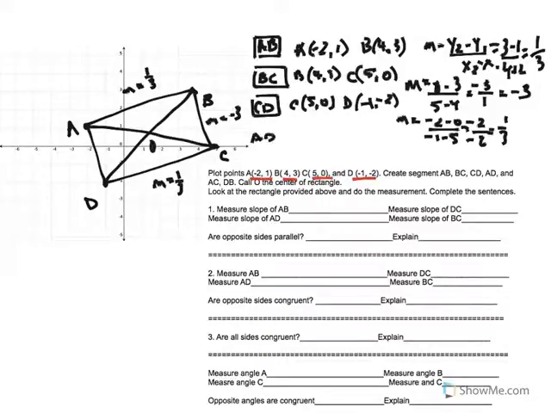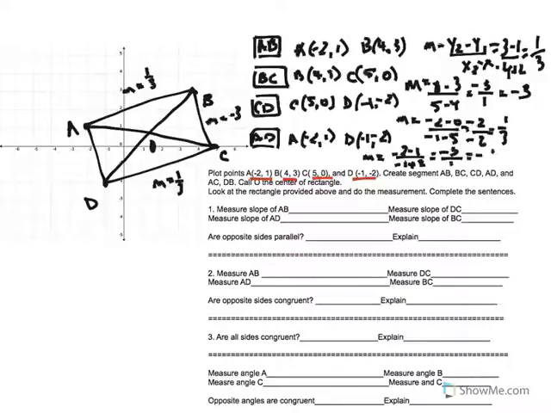Let's do the slope of AD. We're using A, which is (-2, 1), and we're using D, which is (-1, -2). Put it into our equation. We get slope equals -2 minus 1 over -1 minus -2, which becomes +2. We get -3 over 1 equals -3. The slope of AD equals -3. So the slope of AB is 1/3. The slope of DC is 1/3. The slope of AD is -3, and the slope of BC is -3.